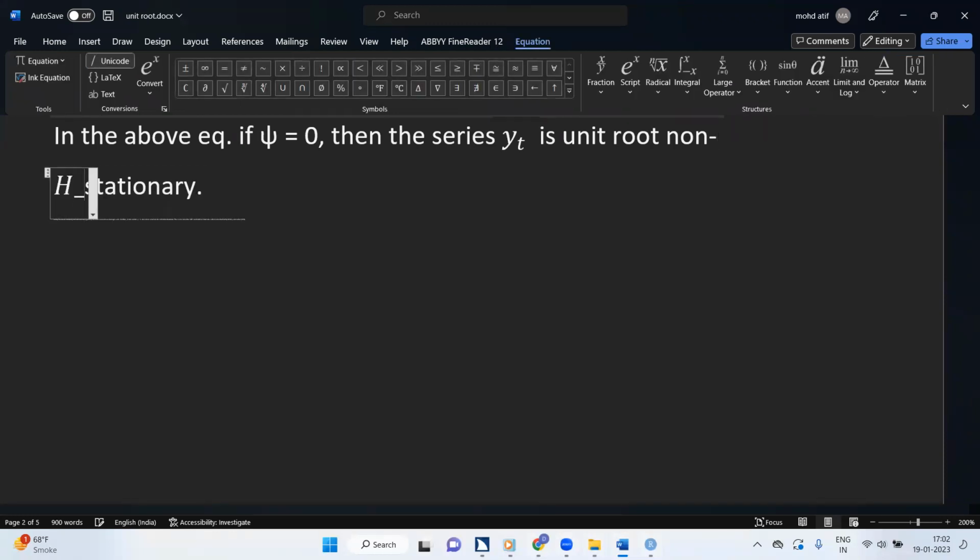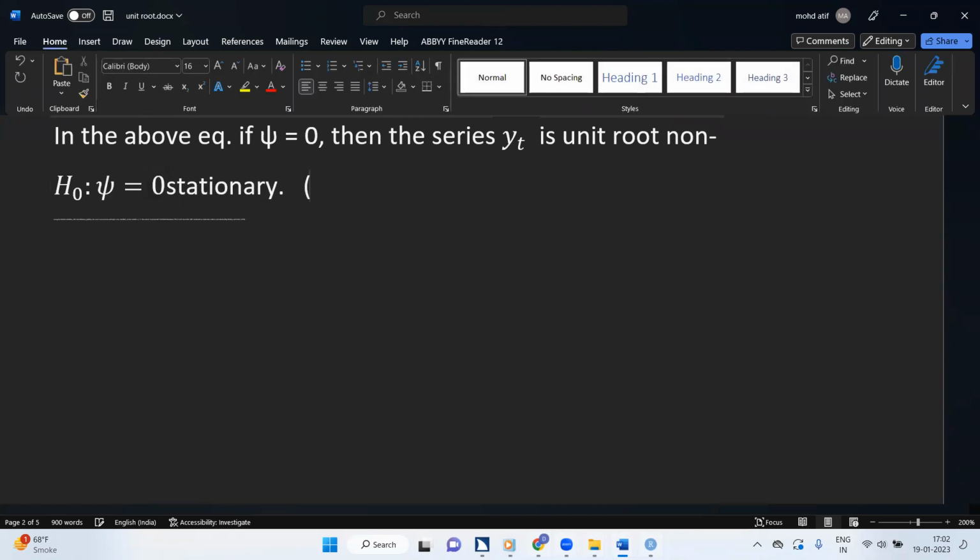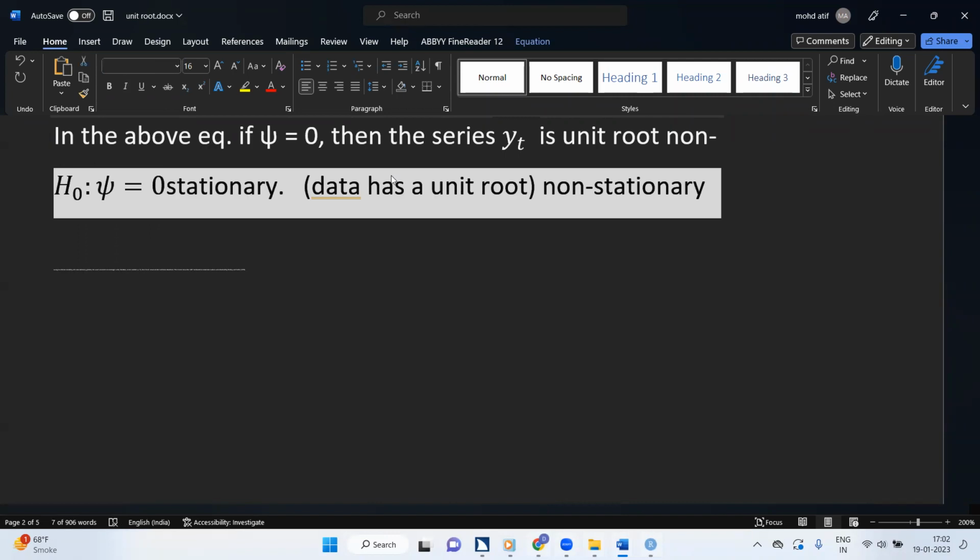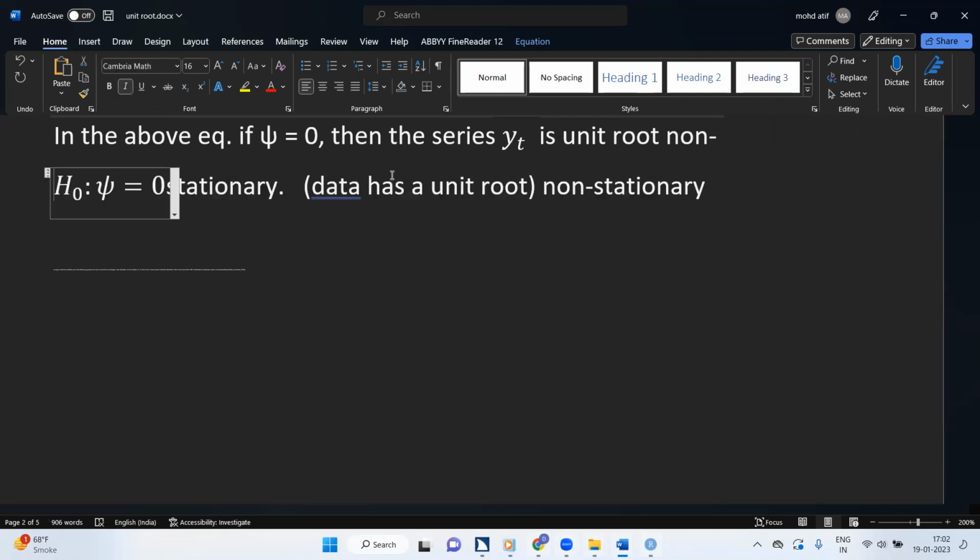So, and this means data has a unit root. It means non-stationary. So null is there is a unit root or there is non-stationarity in the data. Okay, null is of non-stationarity. So null has to be rejected for data to be stationary. Right? This is the case with augmented Dickey-Fuller test.